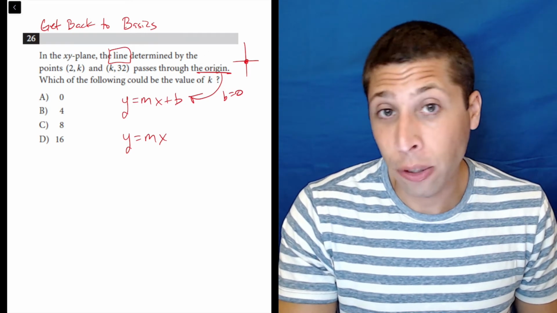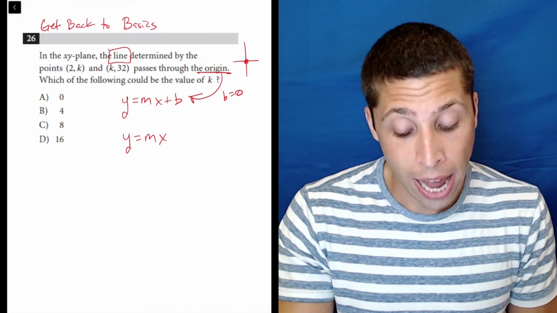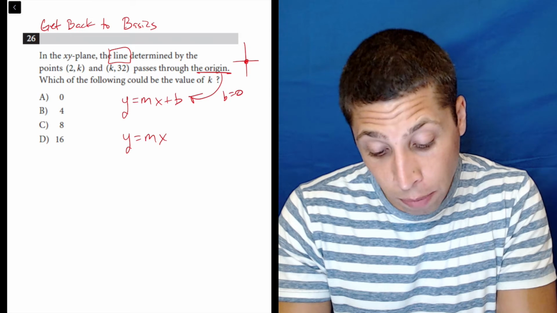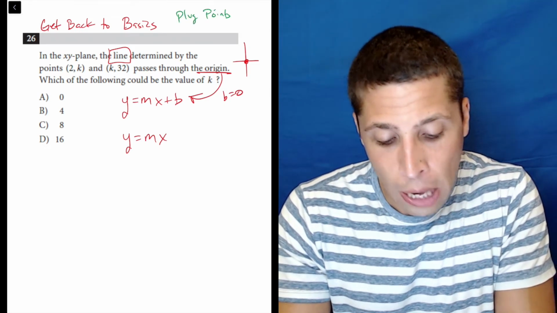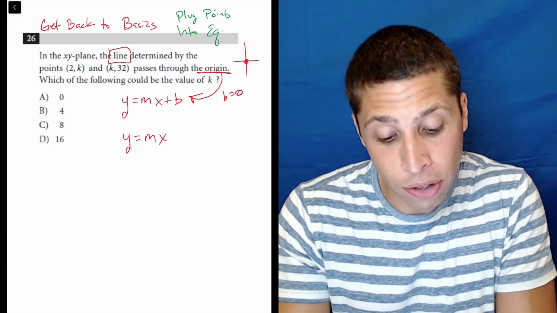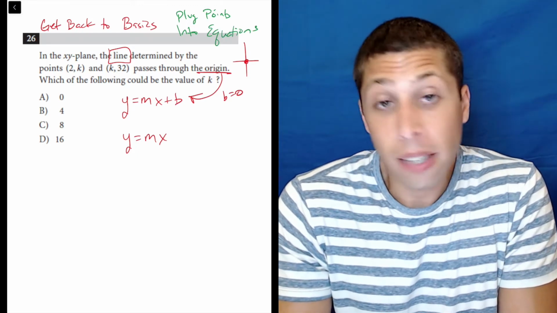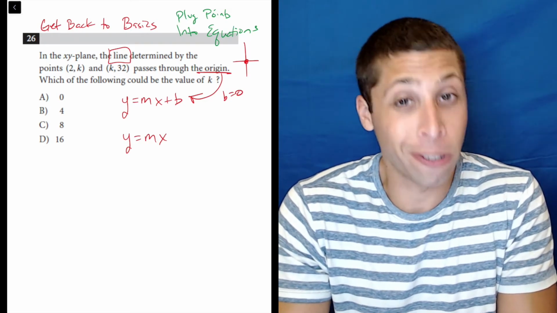Now what? Well, I can use another strategy. I have an equation, and I have some points. So I know that another one of my strategies is to plug points into equations. Why would I plug them in here? Because I can, and I'm confused, and I need something to do, and that's a good thing to do, and it's usually the right thing to do.